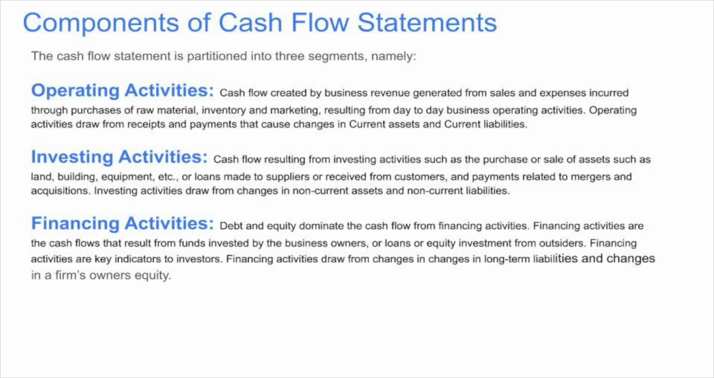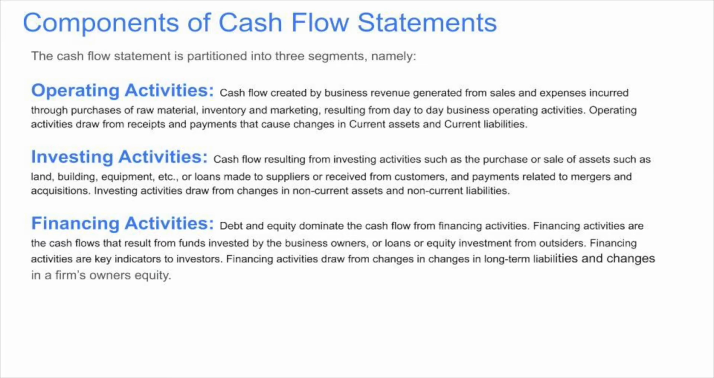The second type of money that you're going to be looking at deals with investing activities. This is money that you put into the long-term sustainability of the firm. So you're buying stuff. So you're buying equipment. You're buying buildings. You're buying assets that allow you to generate money into the future.